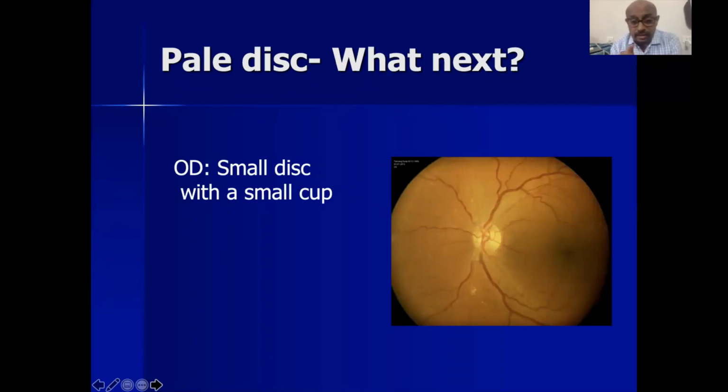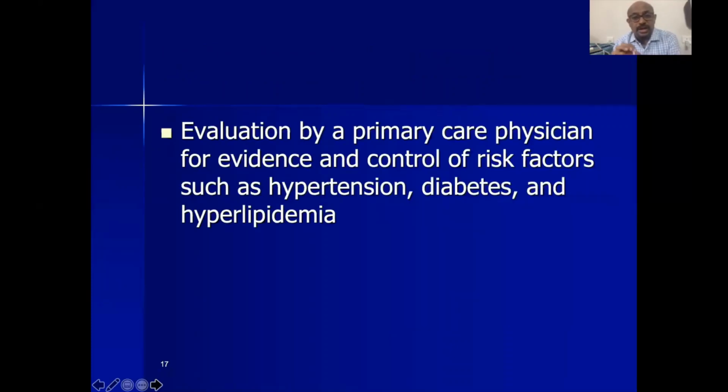The other eye also has a small disc with a small cup in this. So you're probably looking at non-arteritic anterior ischemic optic neuropathy. What next? In most instances, the treatment of NAION is controversial.